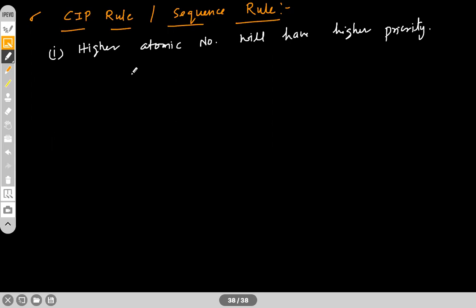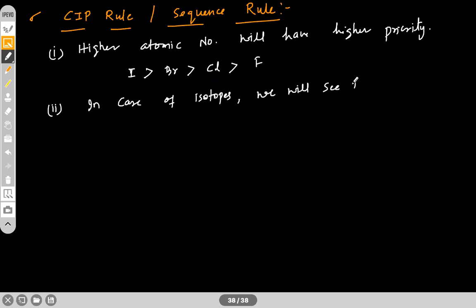For example, if iodine, bromine, chlorine, fluorine are attached to the double bonded carbon atom, then their priority will be this according to the atomic number. Okay. If you have isotopes, in case of isotopes, we'll see the mass number. We'll compare mass number, not atomic number, for isotopes.